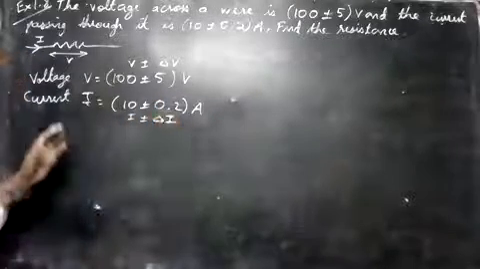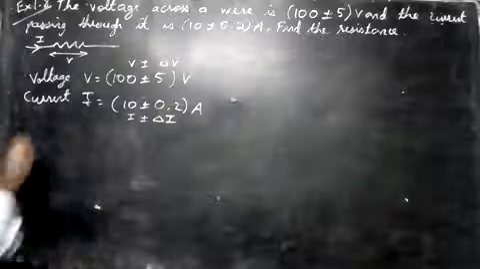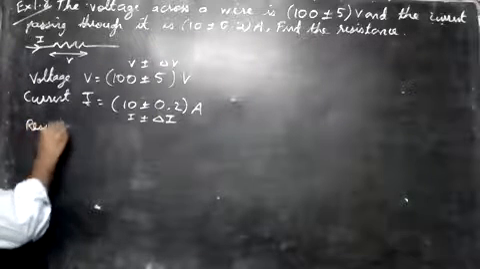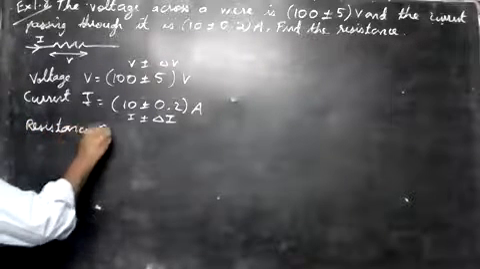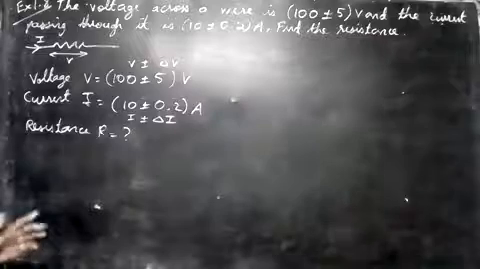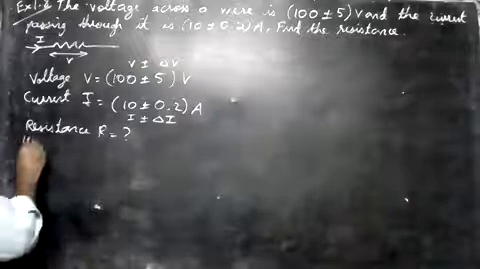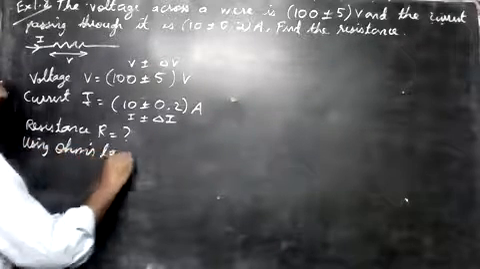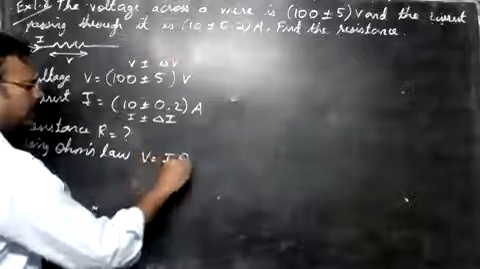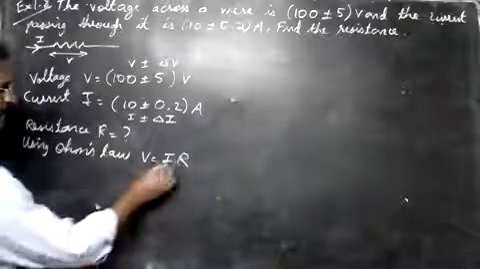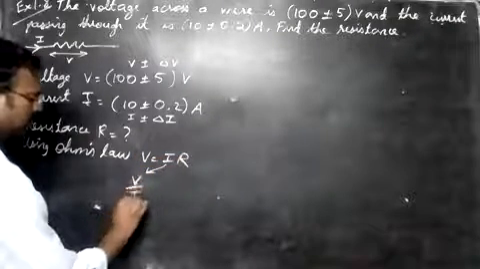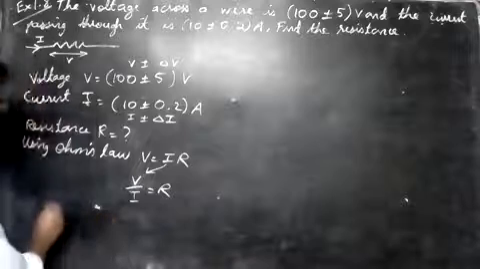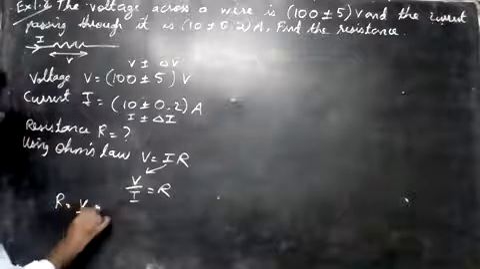Let us see what the resistance will be. We must find the resistance R. Use Ohm's law, that is V is equal to I R. We must find R here, so bring this I down. V by I is equal to R. Rearrange and write R is equal to V by I.